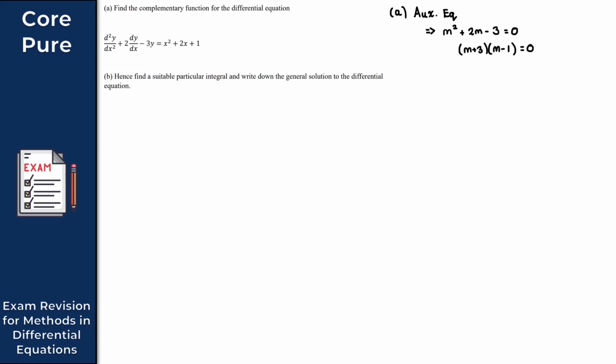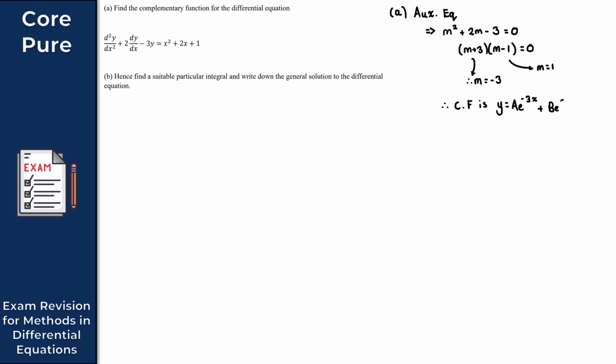And what we obtain here is two solutions for m. I obtain that m is equal to minus 3 and that m here is equal to 1. Okay. And in that case, we can now just state the complementary function. So the complementary function, c.f., is y is equal to a e to the minus 3x, plus b e to the power of x here. Okay, it would just be 1x, but we don't need to write the 1.